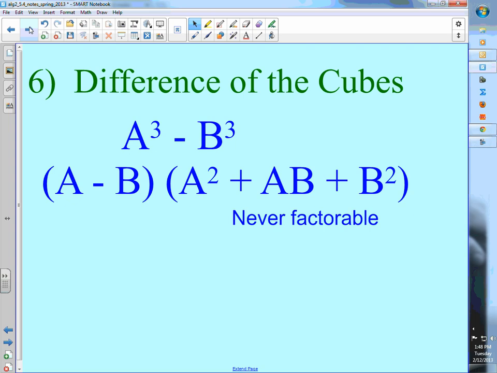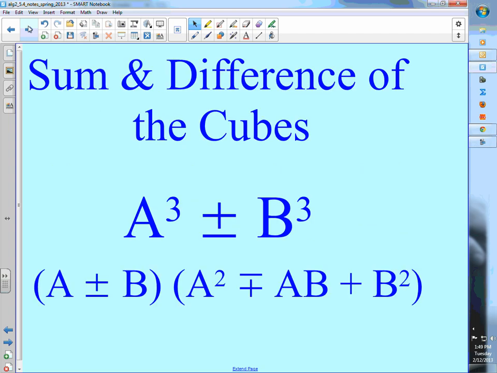And again, the trinomial is never factorable. Sometimes you'll see some books do both formulas together. So you say a cubed plus or minus b cubed. So here it's plus or minus, and here it's minus plus. All the signs on the top go together, and all the signs on the bottom go together. So if you'd rather just write it in one format, you could.